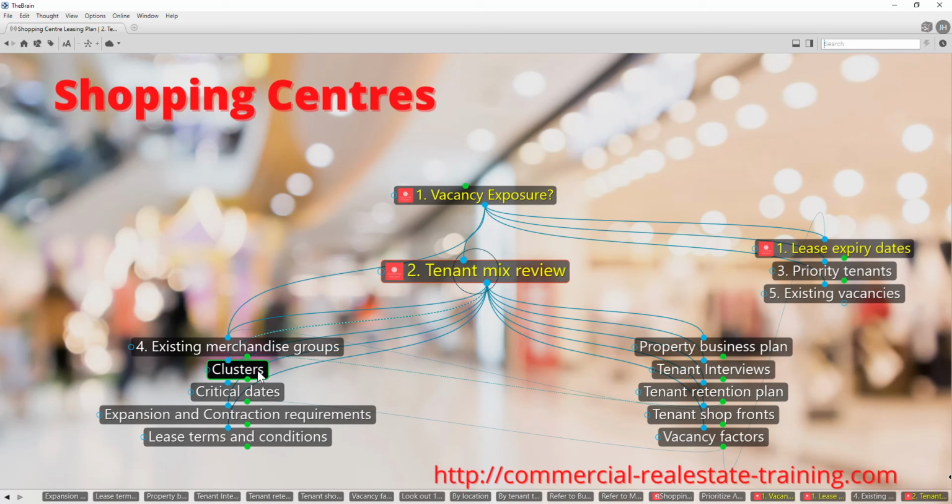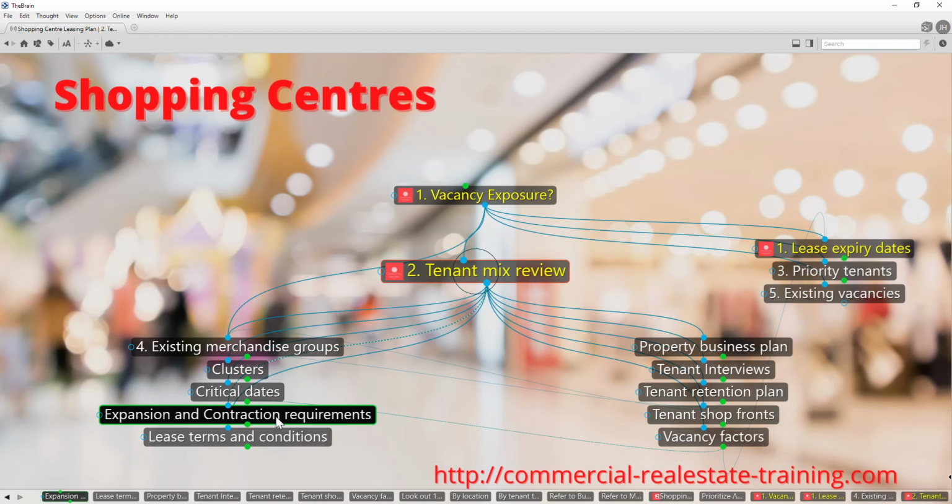Then you look at the clusters of tenants in particular zones around the property. And you look at the critical dates relating to the leases. Now, the critical dates will be the lease expiry dates. So within the clusters, that's the corners, the ends of the property, the doorways, that sort of thing. What are the critical dates? So that's where working 18 months out is quite important.